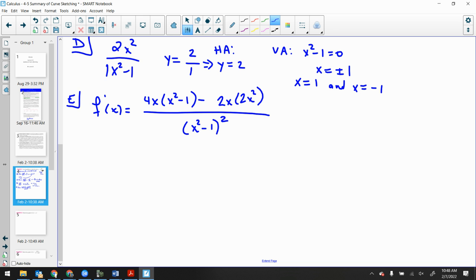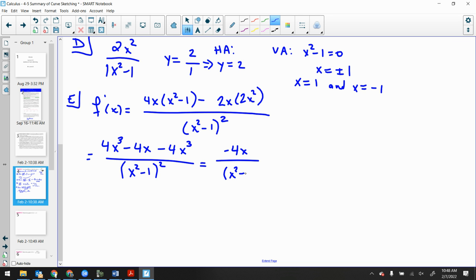Okay, let's distribute in. So that's 4x cubed minus 4x minus 4x cubed over x squared minus 1 squared. Sweet. Negative 4x over x squared minus 1 squared. That's f prime. Okay, critical points then, and again, that's what we're doing here. Let's find our critical points. Where the numerator equals 0, so negative 4x equals 0, so x equals 0. So critical point at 0.